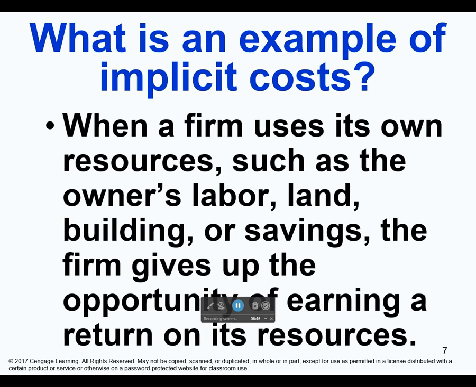And here's another little bit of information on it. When a firm uses its own resources, such as the owner's labor, land, building, or savings, and that would be the interest we could earn on those savings, a firm gives up the opportunity cost of earning a return on its resources. So my savings that I leave in the business, I could put in a savings account and make 0.05% interest. That 0.05% interest would be the opportunity cost of leaving my savings within the firm.